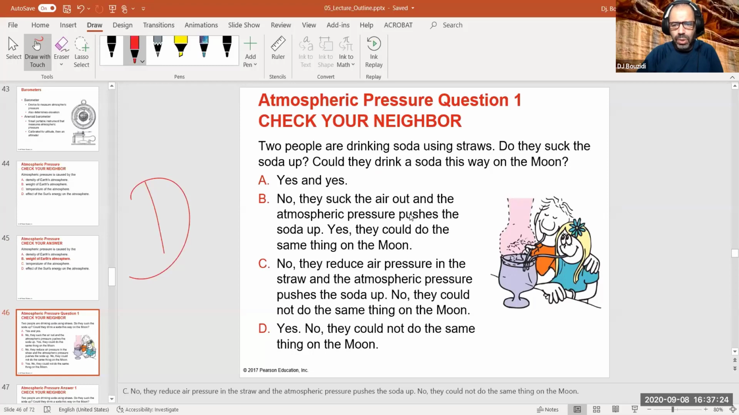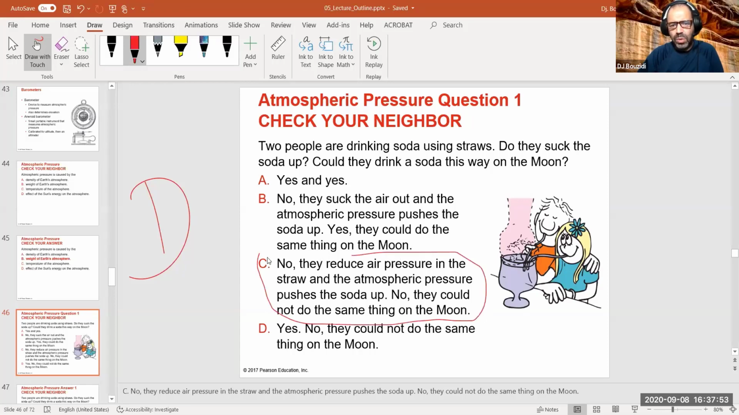Again, this is another question for the day. Two people are drinking soda using straws. Do they suck up the same soda? The answer is no, depending on how much each and every one of them pushes from the air, basically. Could they drink a soda this way on the moon? Of course not, because there is no atmospheric pressure on the moon. So the correct answer is C.